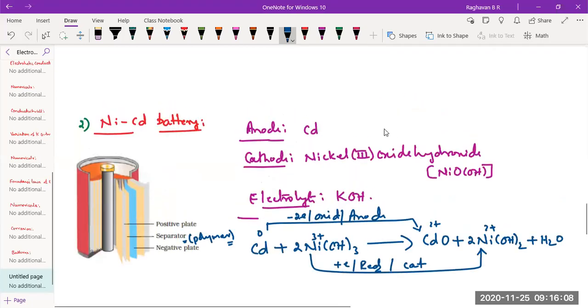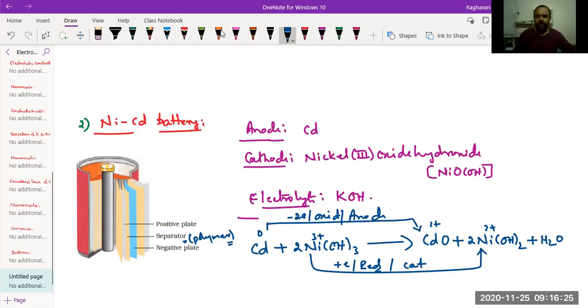So this is about primary and secondary batteries. We have one another battery, the fuel cell, that we need to study, and also products of electrolysis. Probably the next class the theory gets completed. If you have any doubt, you can ask me. Otherwise, we shall end the class now.